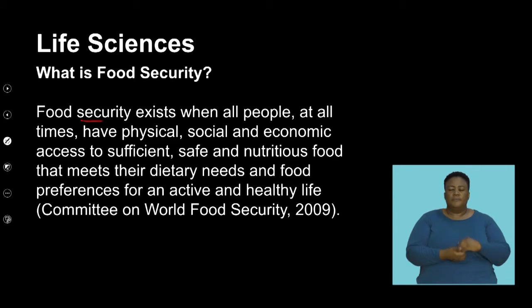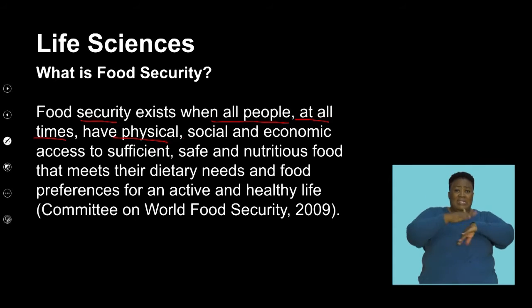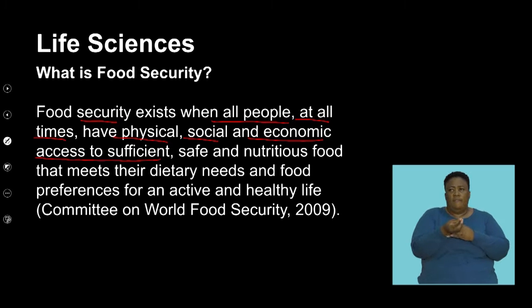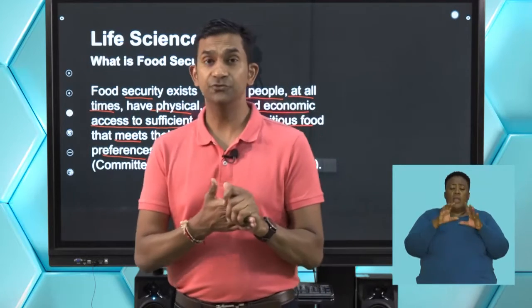So food security exists when all people at all times have physical, social, and economic access to sufficient food that is safe, nutritious, and that meets the dietary needs and food preferences for an active and healthy life. And this was a definition that was unpacked at the Committee for World Food Security.